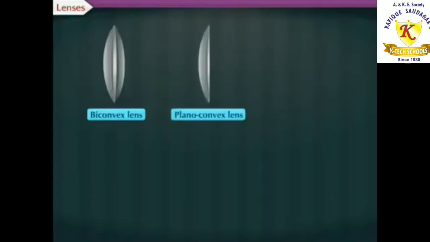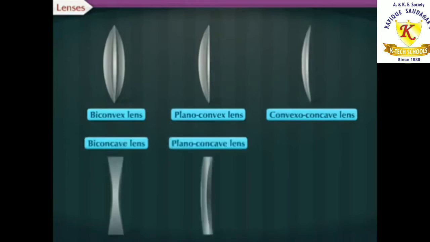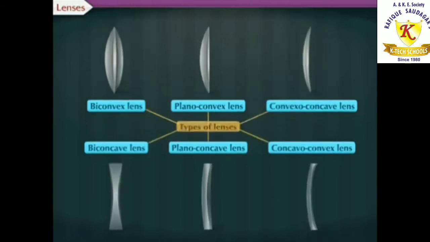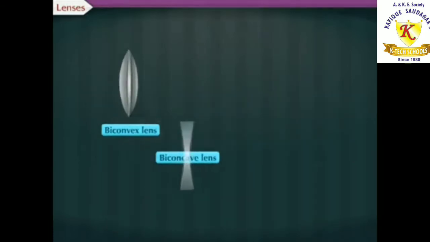Biconvex lens, plano-convex lens, convexo-concave lens, biconcave lens, plano-concave lens, concavo-convex lens. These are different types of lenses.